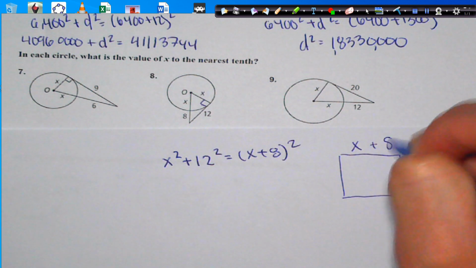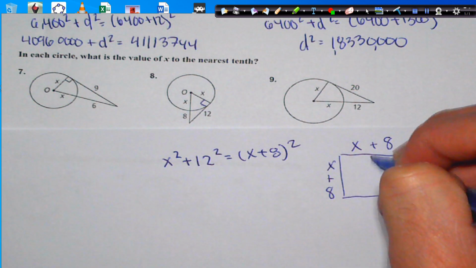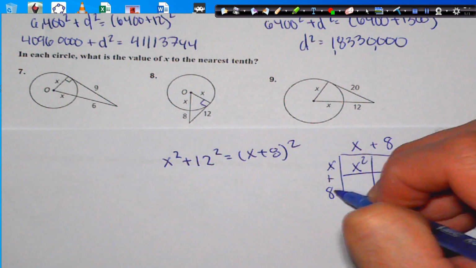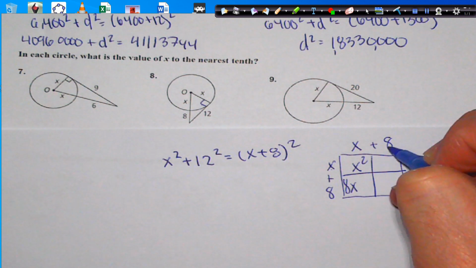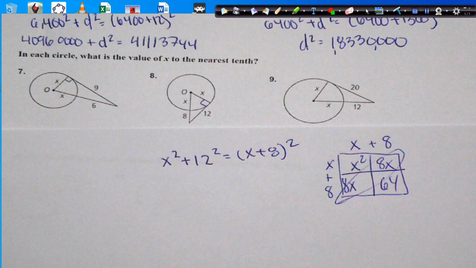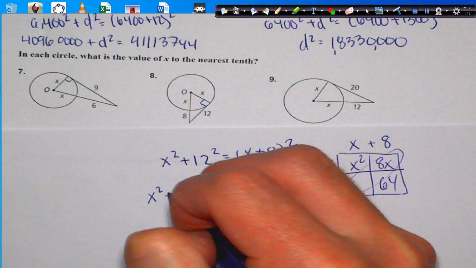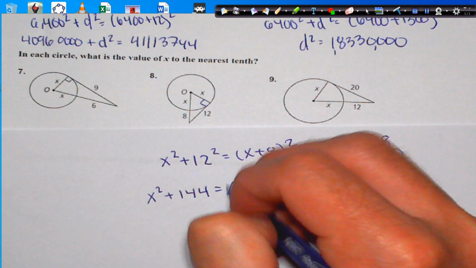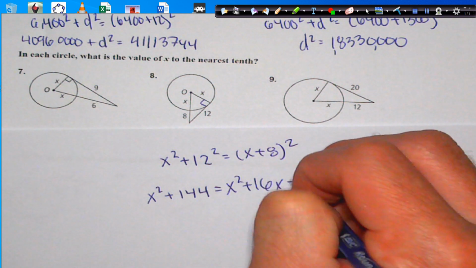So x plus 8 and then x plus 8. And you just do x times x is x squared, x times 8 is 8x, and x times 8 is 8x, and 8 times 8 is 64. That's 144 by the way. Those are going to combine like terms. We get x squared plus 16x plus 64.